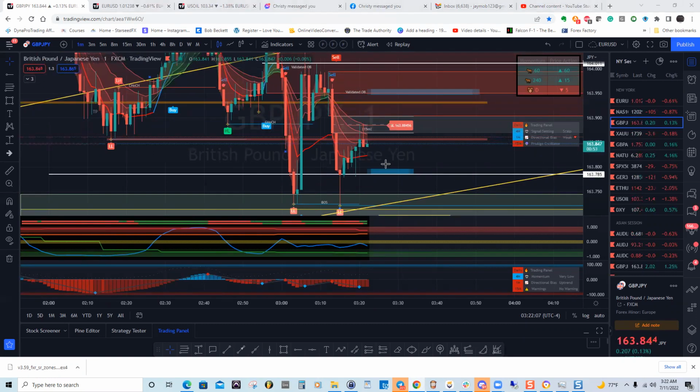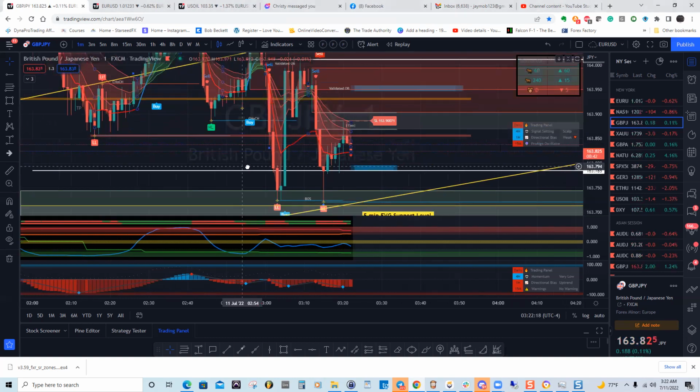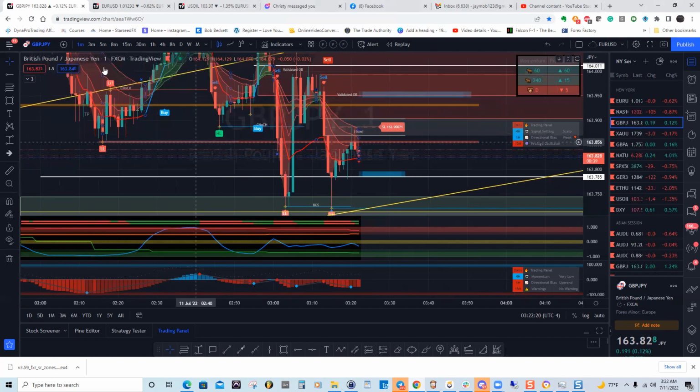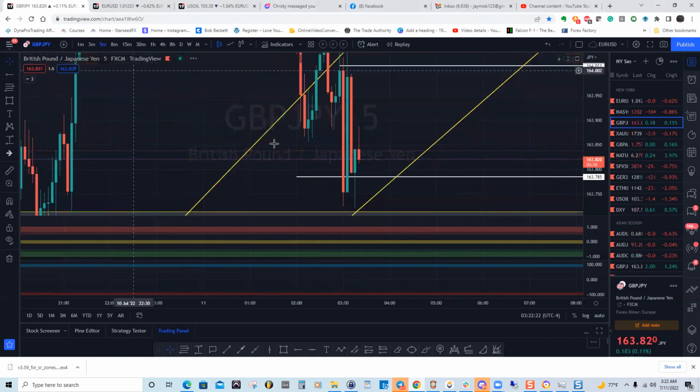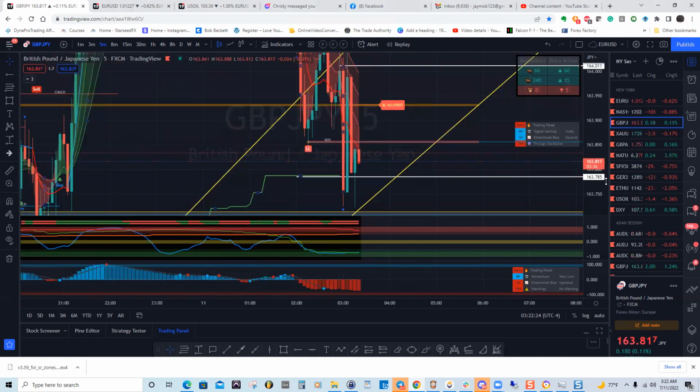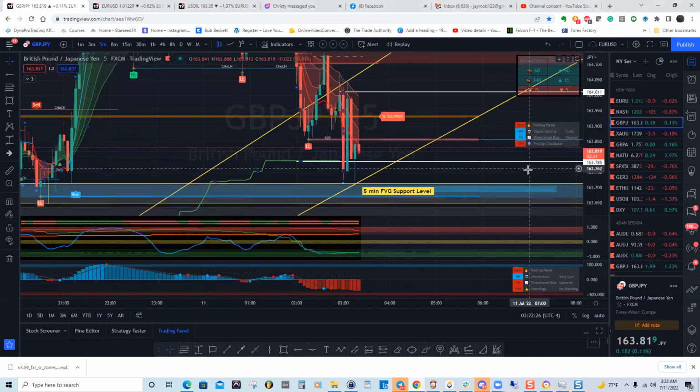So anyway, let's see. All right, so it's trying to come back down, right? So you see that it rejected the fair value gap right here. This is a 15-minute fair value gap on a 1-minute time frame. So let's see what the 5-minute time frame says. Okay. Remember, the news is 163.75, so I can't do nothing until it breaks 163.75.